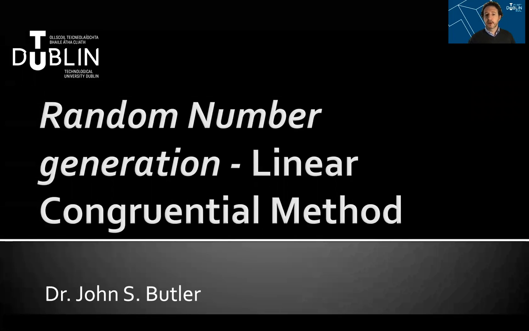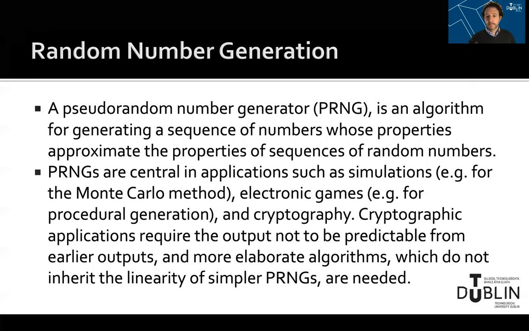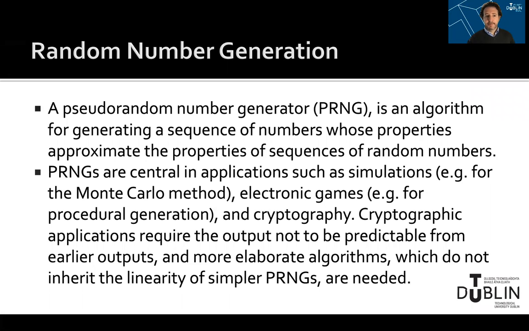In this lecture, I'm going to talk about the second random number generation method, the linear congruential method. Just to recap, a pseudo-random number generator is an algorithm for generating a sequence of numbers whose properties approximate the properties of a sequence of random numbers. It's used in many different places, and in this lecture, I'm going to apply it to find the area of a shape, which is the same as actually integration.